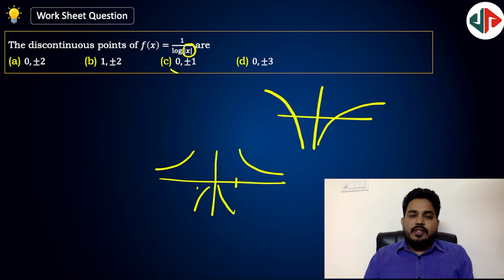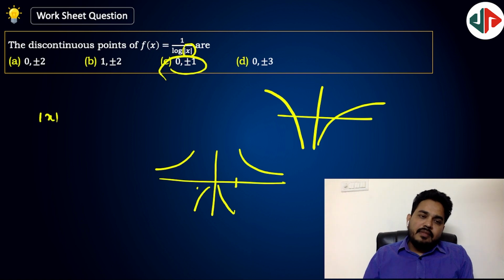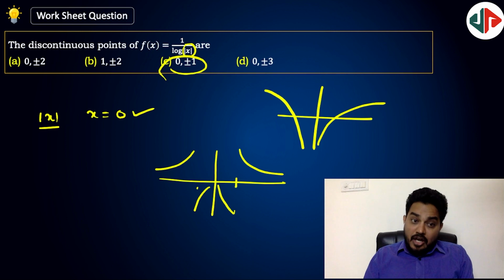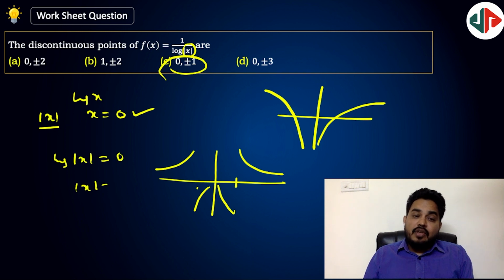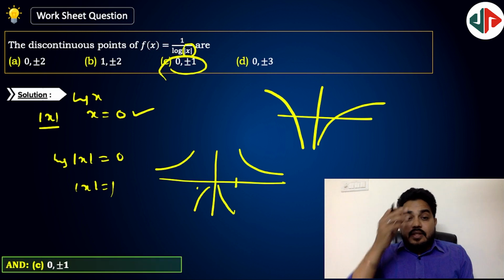So at the 0 and these points, because here it is mod x. So first of all, at x is equal to 0, function is not defined. Log x is only not defined. Okay. Next one is log mod x is equal to 0, where mod x is equal to 1. So the answer is 0 and plus or minus 1.